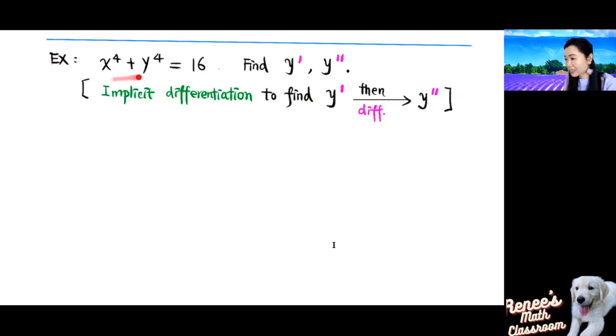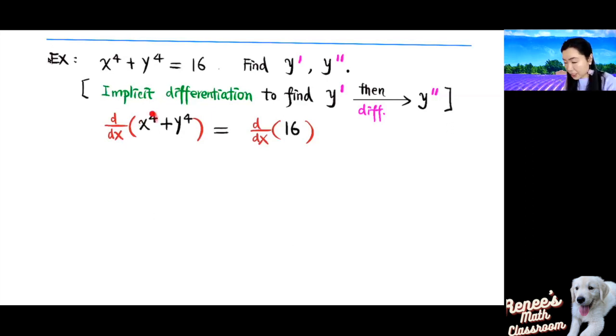So I don't have to solve for y. Instead, I can find y prime using implicit differentiation. The first step here is to differentiate both sides of this equation with respect to x.